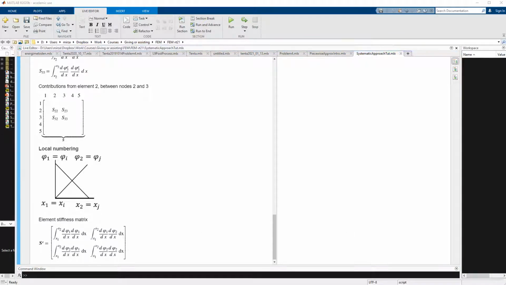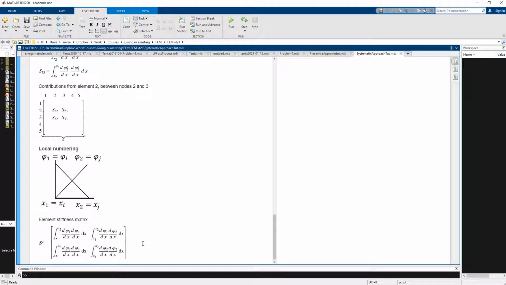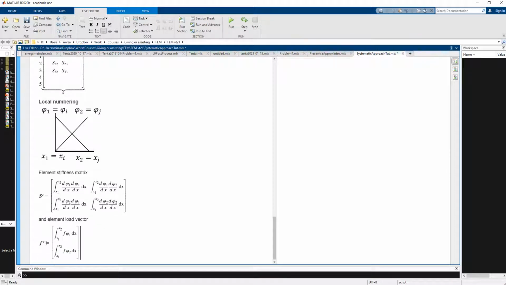So in the same way, the load vector is also going to be an element load vector using local numberings 1 and 2 here for phi1 and phi2.